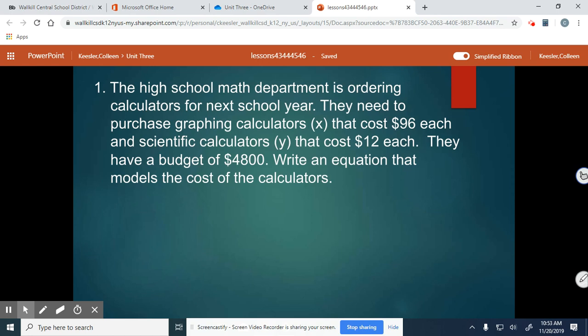So just like yesterday, we have X being $96 for each graphing calculator, and Y being $12 for each scientific calculator, for a total of 4,800. First part is done. So now we're going to use that equation.